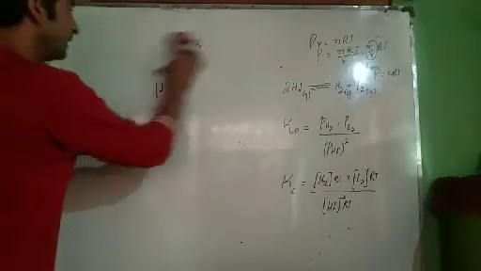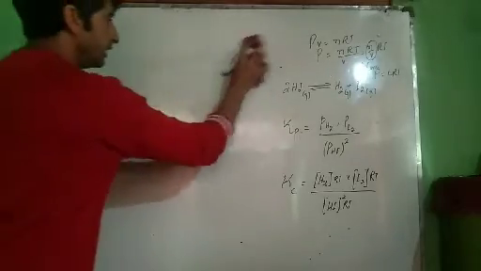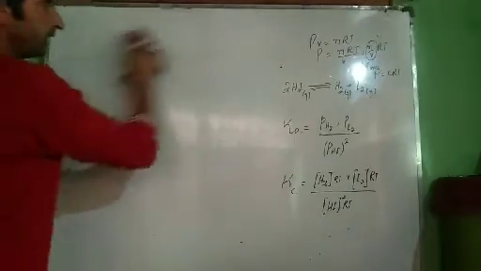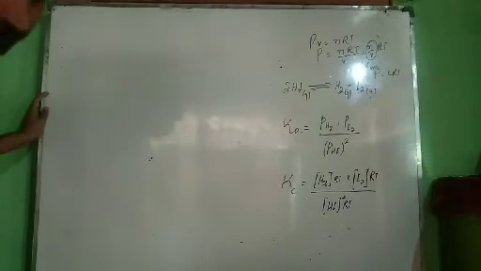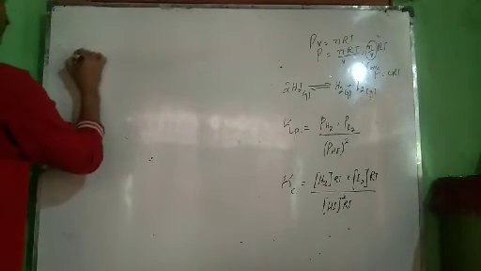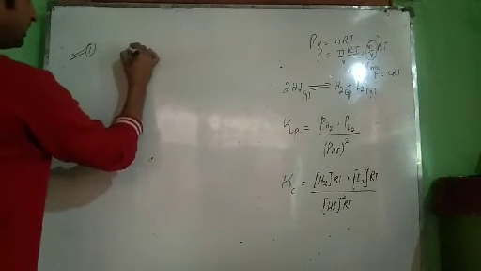These two are related. Kp and Kc are related. There is a relation between Kp and Kc. There are actually 3-4 types of relations which we are going to discuss. Now, our first relation is the relation between Kp and Kc.